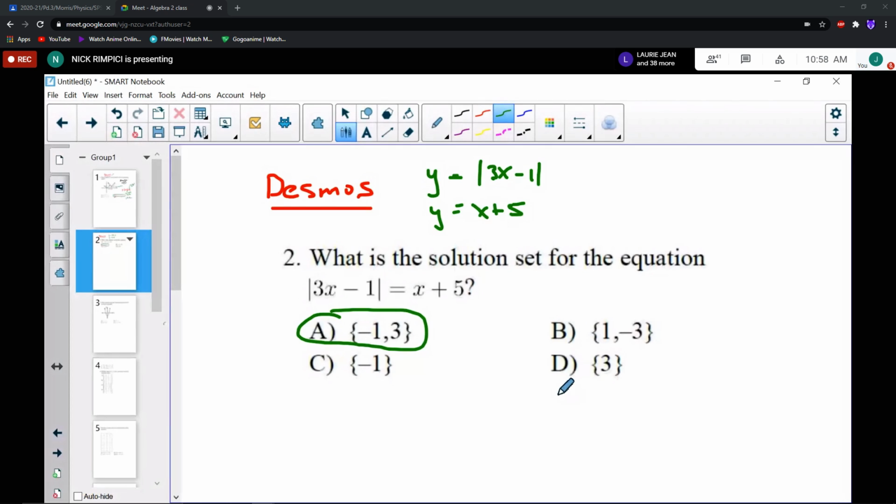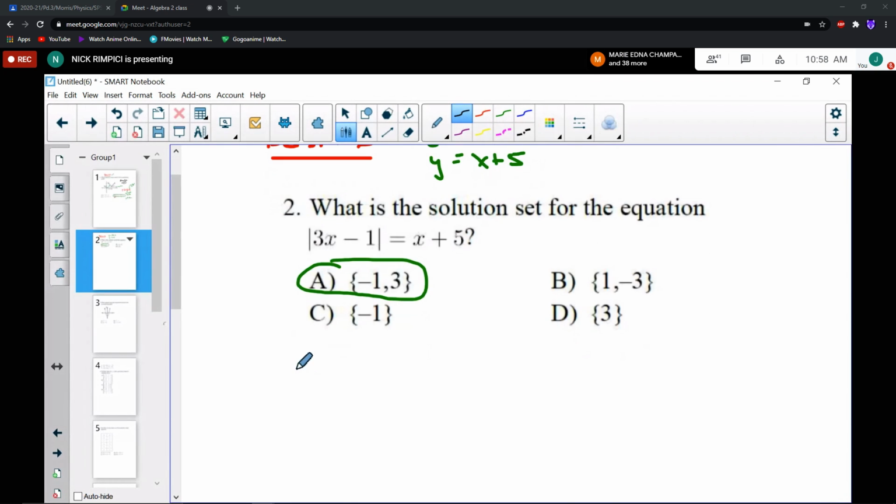There's another way of doing it. You could also solve this algebraically. Okay, that's the other way of doing it. So it's possible that I can solve 3x minus 1 absolute equals x plus 5. I can do this thing algebraically, which isn't hard.